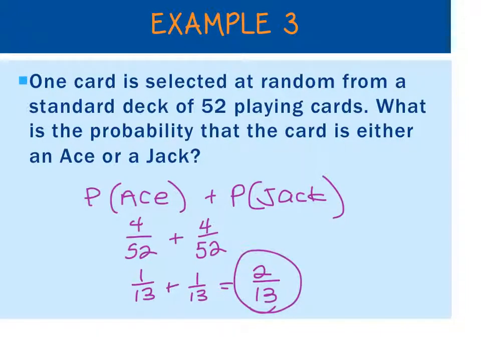When it's an or, the odds should be better when they're together than when they were by themselves, right? If you're saying this or this, now you've added yourself another option, so it should be easier to get. So obviously 2/13 is better odds than 1/13. Questions so far?